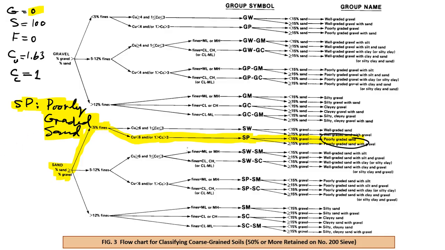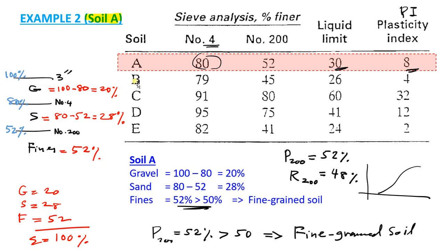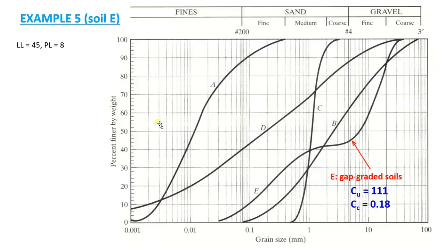So today I discussed two soils, A and B. So you can try yourself the soil number C, D and E, and also you can try these soils as well. You can get this data from the chapter of sieve analysis or mechanical analysis. So please practice these questions.